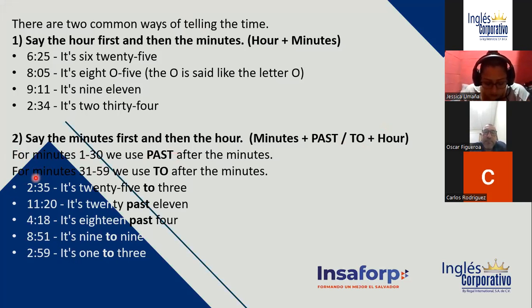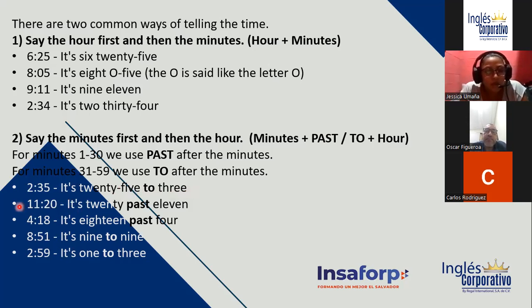Para decir la 2:35. Como ya me pasé del minuto 30, ya estoy en el 35, entonces yo voy a decir, voy a utilizar la palabra to, más la hora. For example, yo digo, it's 25, son 25 minutos a las 3. It's 25 to 3.